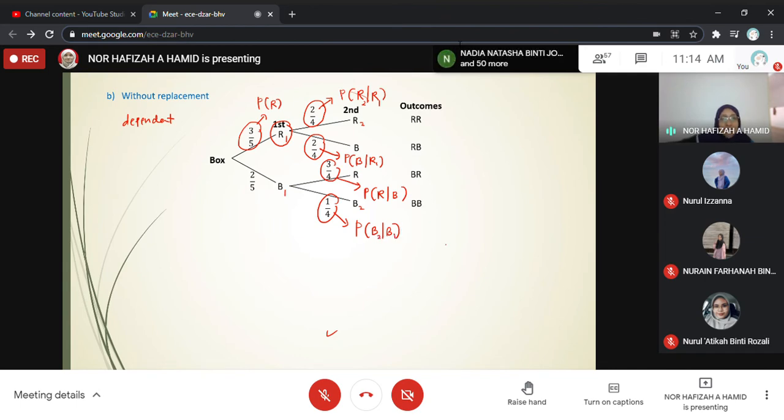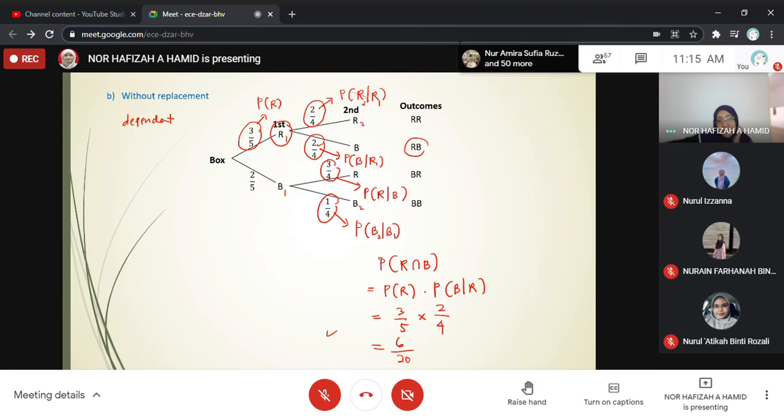Okay, so contoh you nak calculate for RB. Dia different colours kan. Contoh kita ambil probability for R intersect B. So kalau you refer T diagram, formula dia becomes R intersect B is probability for R times with probability for B given R. So probability for R kita ada 3/5. So times with B given R yang ini 2/4. So we have 2/4 and then the answer is equal to 6/20.